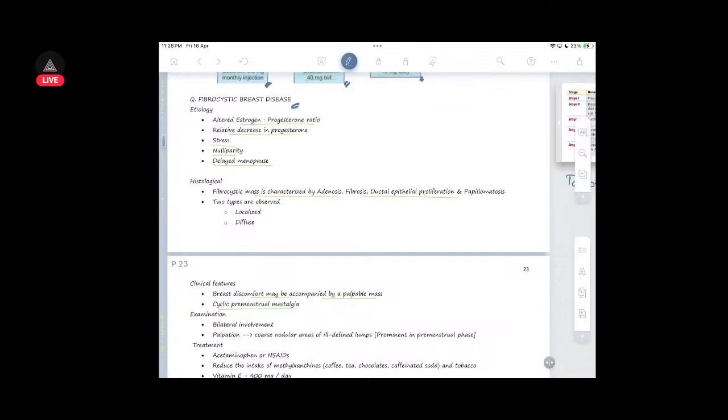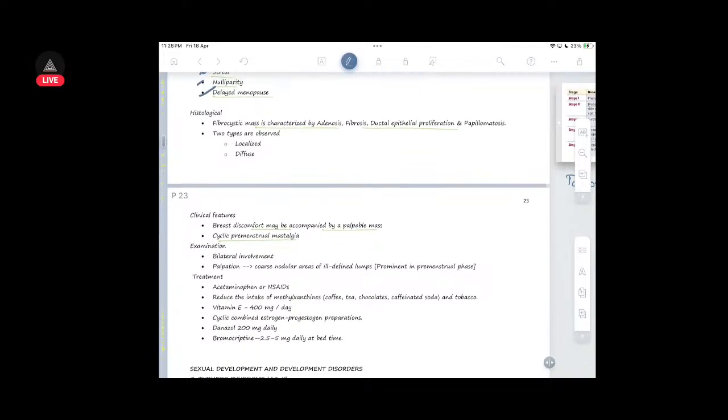Then fibrocystic breast disease, which is due to altered estrogen progesterone ratio. It is related to decrease in progesterone, stress and nulliparity, and delayed menopause. And more amount of estrogen is causing fibrocystic mass characterized by adenosis, fibrosis, ductal epithelial proliferation, and papillomatosis. There are two types observed. You have local and you have diffuse.